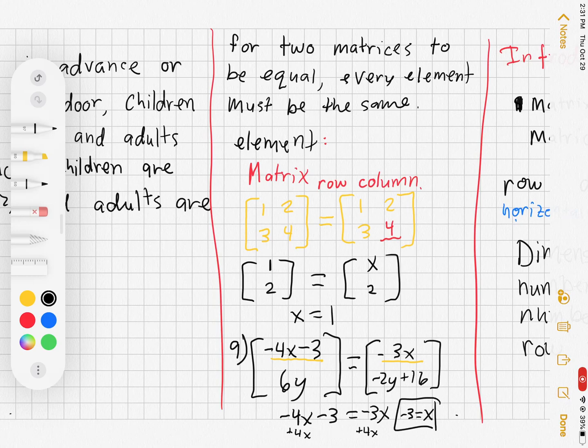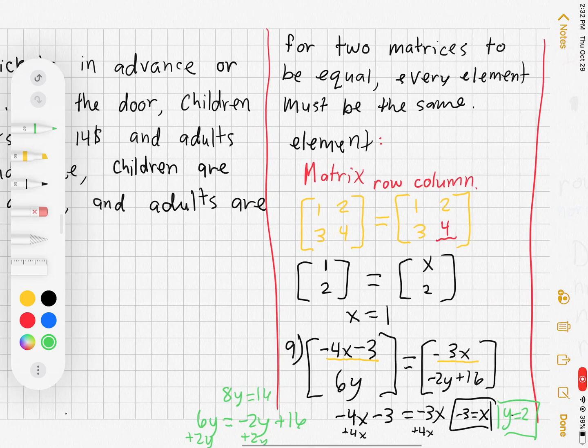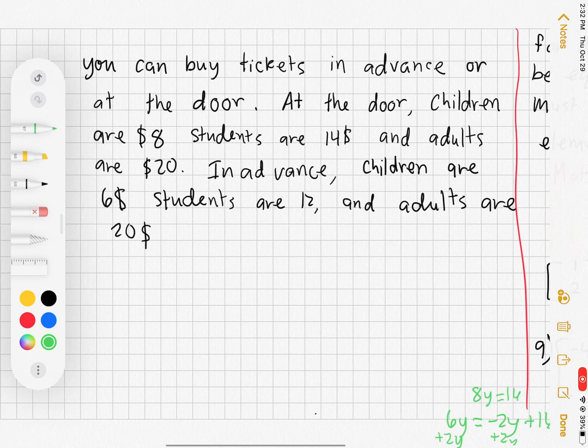Similarly, we can do the same thing with y. 6y equals negative 2y plus 16. Well, we add 2y. We get 8y equals 16, so y equals 2. Those are the values which make the two matrices equal to each other.